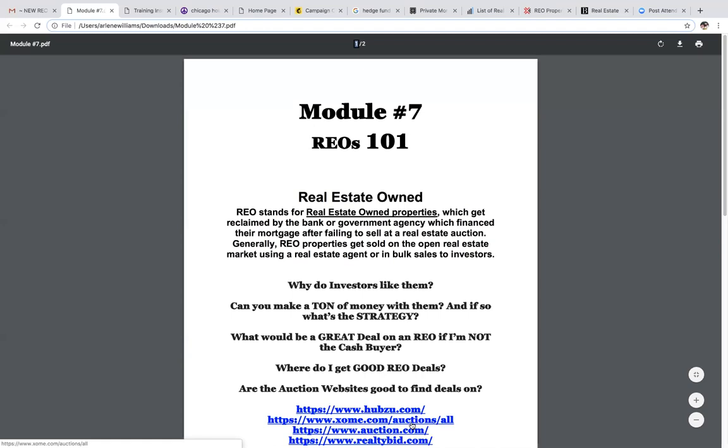And if you can get big time buyers like hedge fund companies, I'm going to go over that in a moment. You can make a ton of money with these.